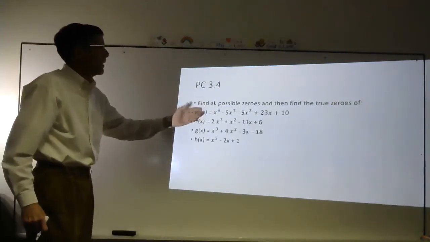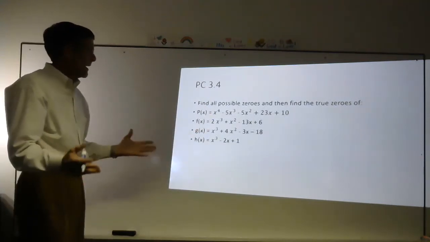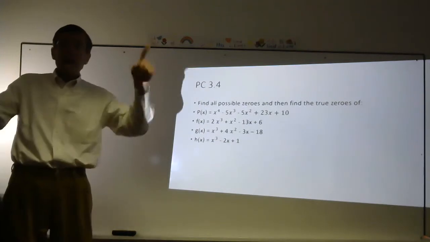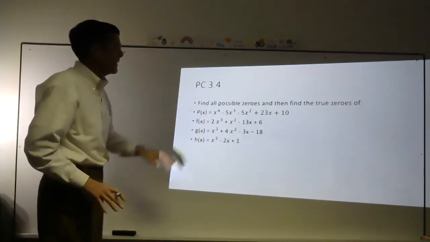Oh, we want to find all possible zeros, and then the true zero is x to the 4th. X to the 4th, we know end behavior's up. Well, what happens in the middle? And that's going to be a real fascinating problem.